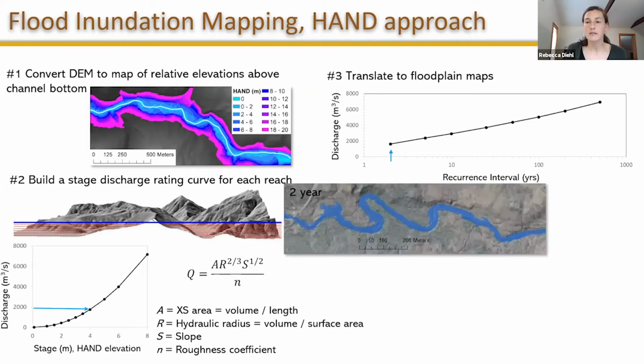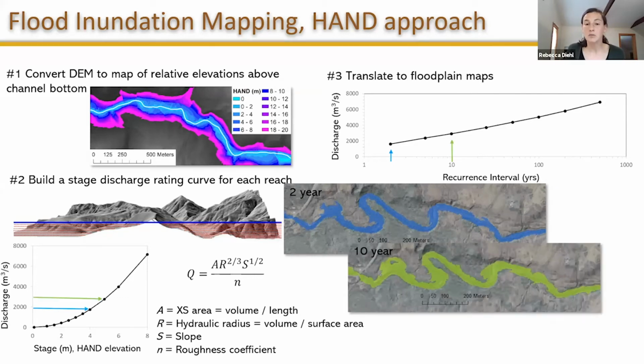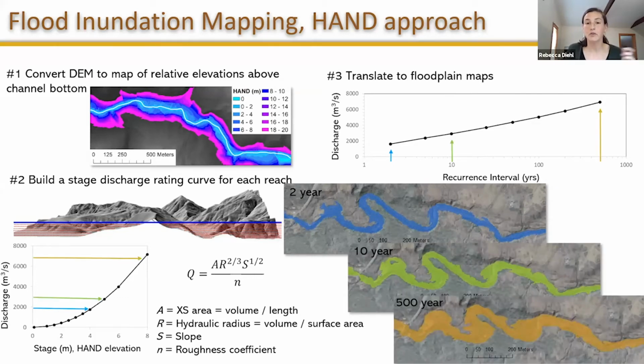So if we want to identify a 2-year flood, we identify the discharge associated with it for that reach, and use the stage discharge rating curve to see that a HAND elevation for this reach of about 4 meters is associated with a 2-year flood. We can similarly do that for a 10-year flood and a 500-year flood, and therefore build out these flood inundation maps.